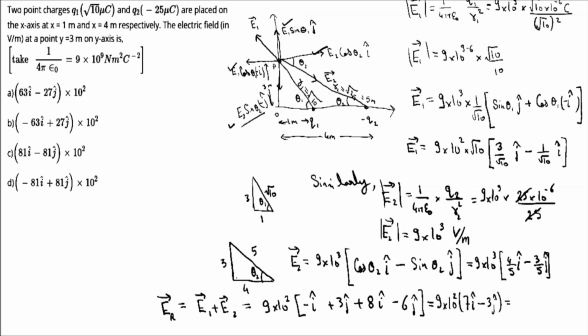Now we are getting 10 to the power 2, and multiplying by 9 we get this much. So this is the final expression we are getting for the resultant electric field experienced at point P. So option A is the correct answer of this problem. Thank you.